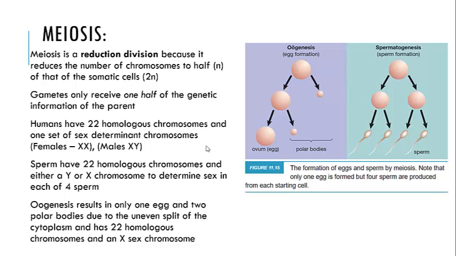So humans have 22 homologous chromosomes and then 1 set of sex-determinate chromosomes. Sperm have 22 homologous chromosomes and either a Y or an X chromosome to determine the sex in each of 4 sperm. Oogenesis results in only 1 egg and 2 polar bodies due to the uneven split of the cytoplasm. And it also has 22 homologous chromosomes and always an X sex chromosome. So eggs will only contribute the X.